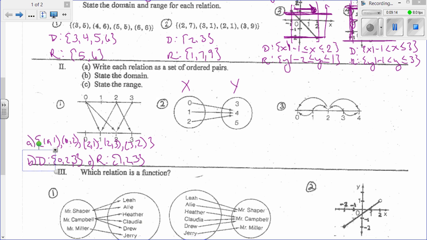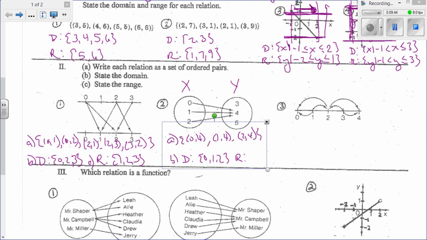Okay, whenever you're given two drawings like this, x is always on the left, y is always on the right. So if we do our ordered pairs, 0 maps to 4, 1 maps to 4, and 2 maps to 4. So my domain is my x, so it's 0, 1, and 2. And my range maps to y, which in this case is just 4, because it's the only one being used.